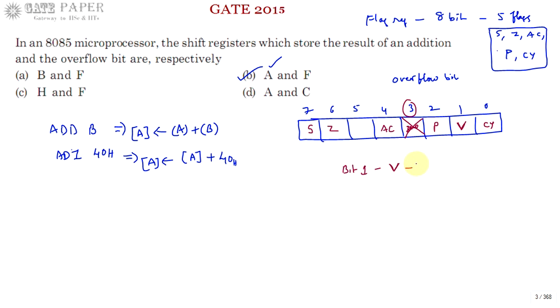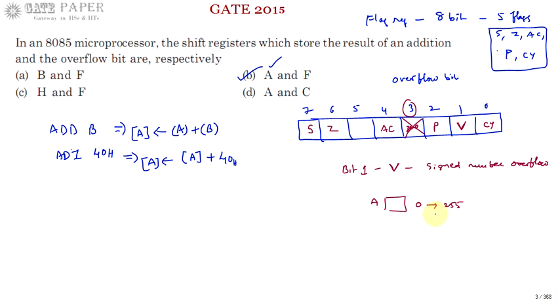So whenever an operation is dealing with signed numbers, if it overflows, then this bit will be set. What is meant by signed number overflow? Let us assume we are working with A, which is an 8-bit register. An 8-bit register can store from 0 to 255 at most.